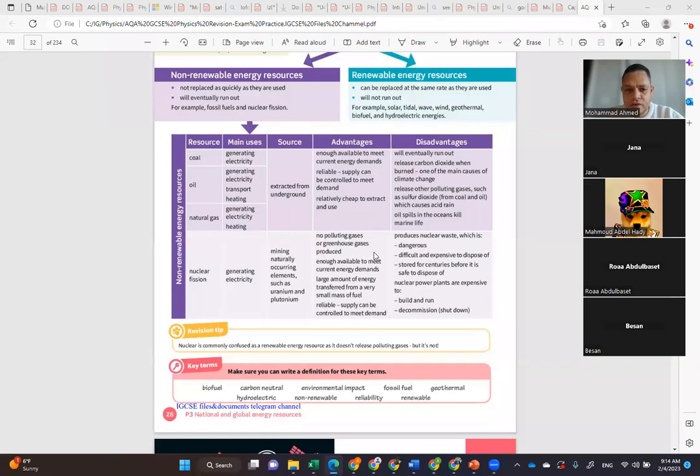But the disadvantages of nuclear fusion: nuclear energy is very dangerous energy. It produces nuclear waste, which is very dangerous, difficult, and expensive to dispose of, and stored for centuries before it's safe to dispose of. If you have any nuclear waste, it takes centuries to dispose of it.